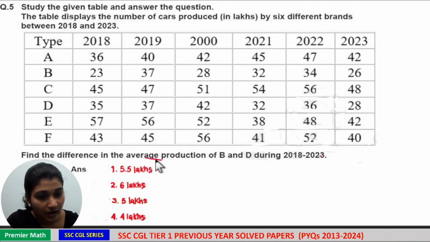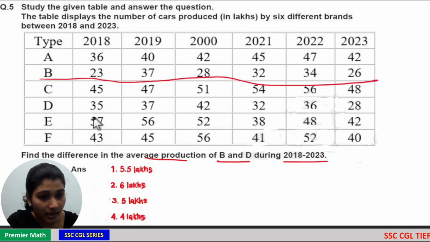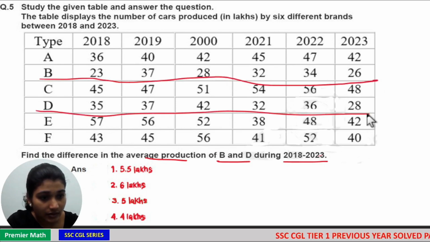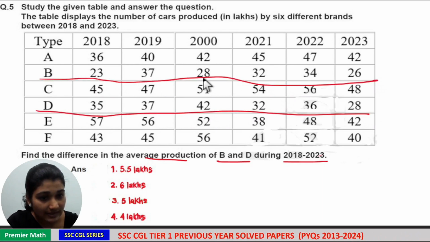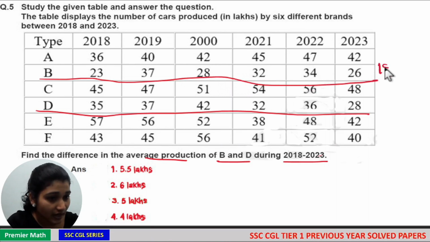Find the difference in average production of B and D during 2018 to 2023. Here this is B and this is D. So take the average. 20 plus 30, 50, 50 plus 10, 60, 60 plus 50, 110, 110 plus 10, 120, 120 plus 50, 170, 170 plus 10, 180.